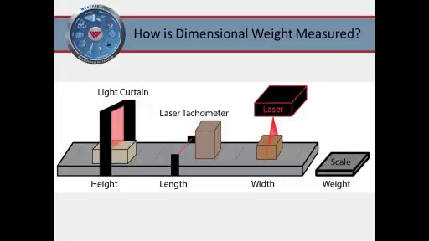So it's an automated conveyor system, and the first thing that the package hits is a light curtain. The light curtain will take the highest or the tallest dimension for the height. Secondly, it will take a laser tachometer, and with that, it'll measure how long it took for your package to cross that to measure the length. And lastly, it'll go through another laser to measure the width, and finally be measured by a scale.